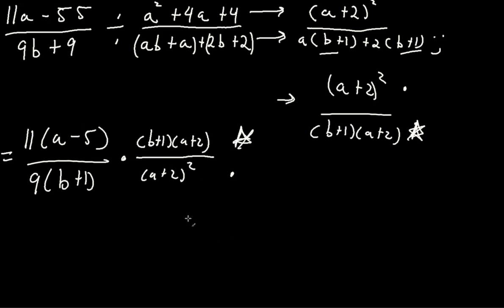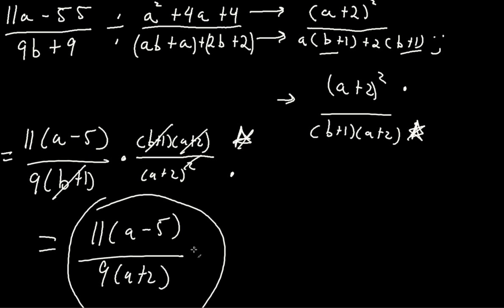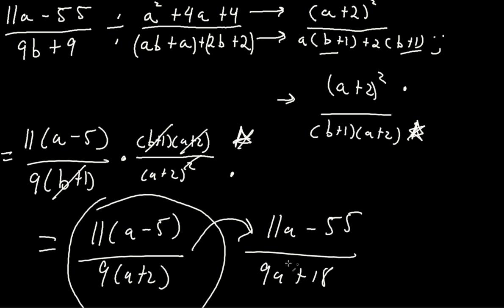All right, let's see what we can cancel out. I have an a minus 5, no a minus 5, so I can't get rid of that. A b plus 1 here and here, so I can get rid of that. A plus 2 here, and I got 2 of them there, so I can cancel the 2. And that's it. That's actually all I can do. 11 times a minus 5 over 9 times a plus 2. And that's the final answer. Again, if you prefer, you can redistribute this out. 11a minus 55 over 9a plus 18, but they're equivalent statements, so you can do either, whatever you prefer.